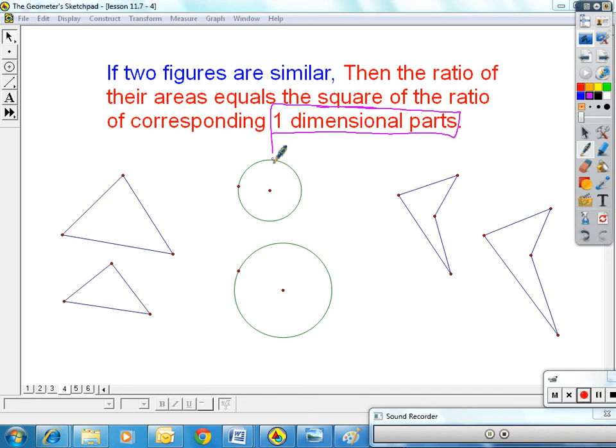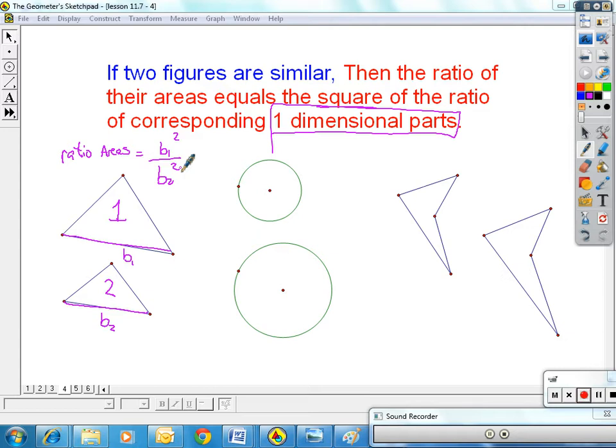Both of these triangles are similar here. If I know this base 1, base 2, that is a one-dimensional measurement. Therefore, the ratio of the areas of triangle 1 to triangle 2 is equal to the base B1 squared over B2 squared. That's what that theorem says.